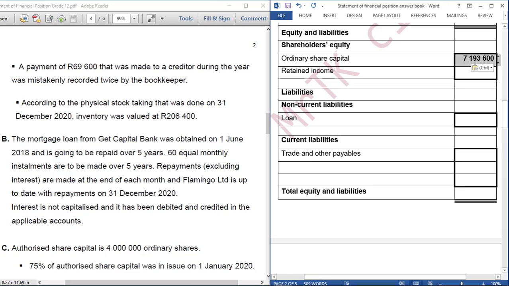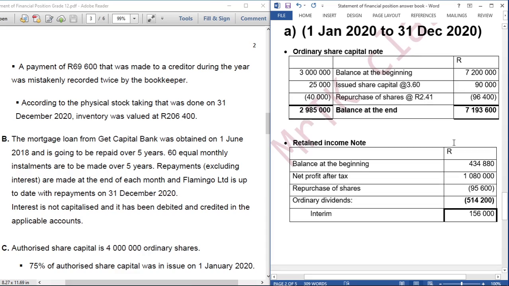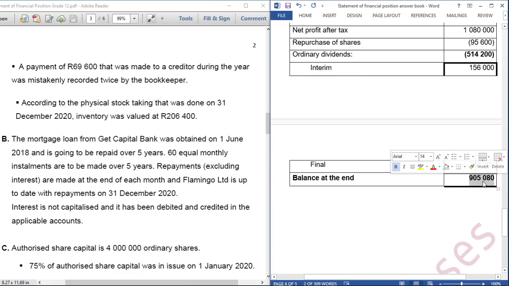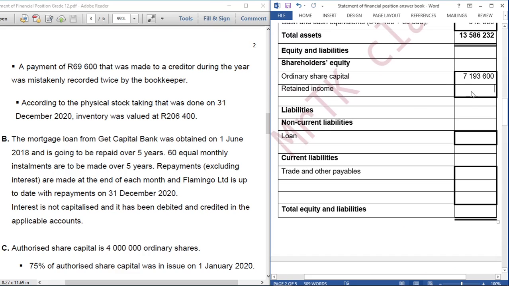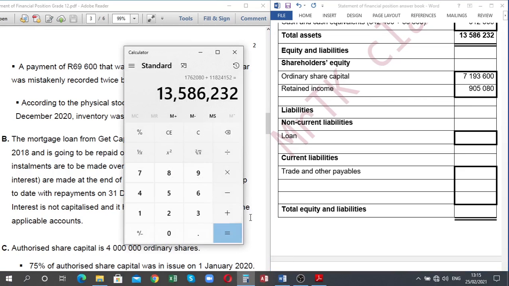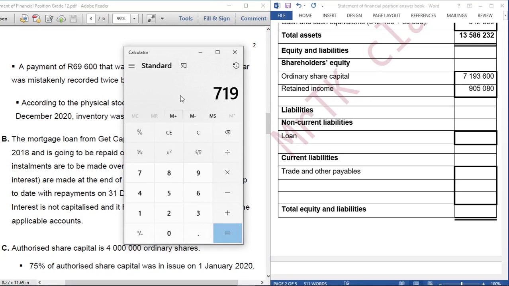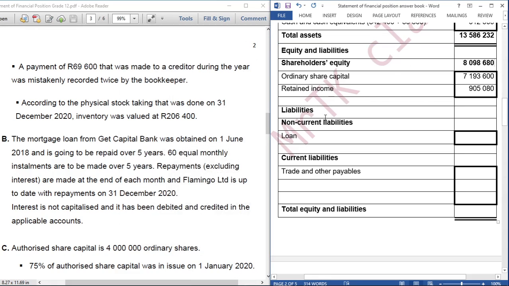7,193,600. Then let us take the one for retained income. This is the amount. Okay. Let us take it here. Right. Okay. Then we are going to add 7,193,600 plus 905,080. What do we get? 8,098,680. Okay. Then let us move on to our liability section.